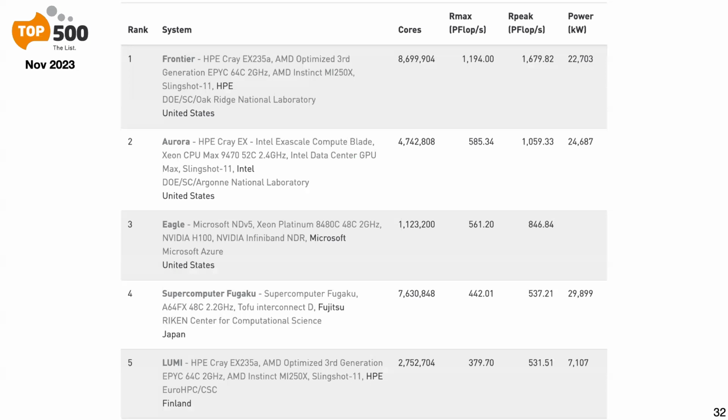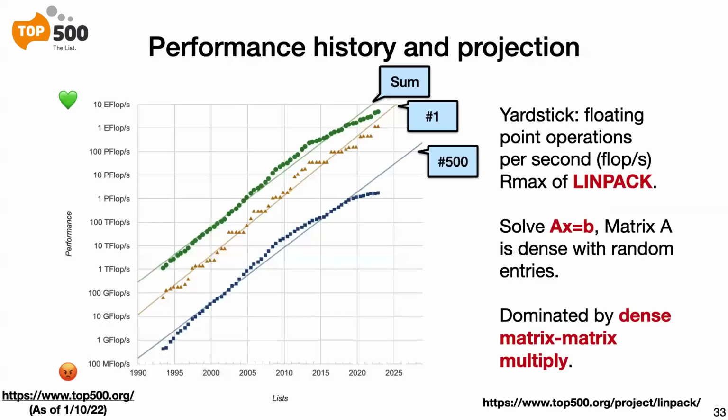So this is the list of the Top 500 from last November, but they redo this twice per year. And at that time, Frontier was number 1. And like I said, it has 8.7 million cores. The second one is Aurora at Argonne. And actually, the third one's at Microsoft. You can see that these are all large, on the order of millions of cores. And they have these measures, Rmax and Rpeak, so I will just tell you what that means.